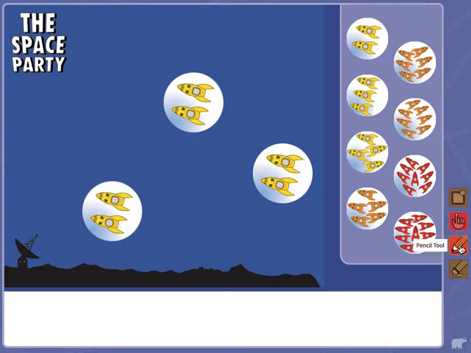I'm seeing one, two, three groups of spaceships. Okay, how many spaceships are in each group? There are two spaceships in each group. So, what is the quickest way we can figure out the total number of spaceships?